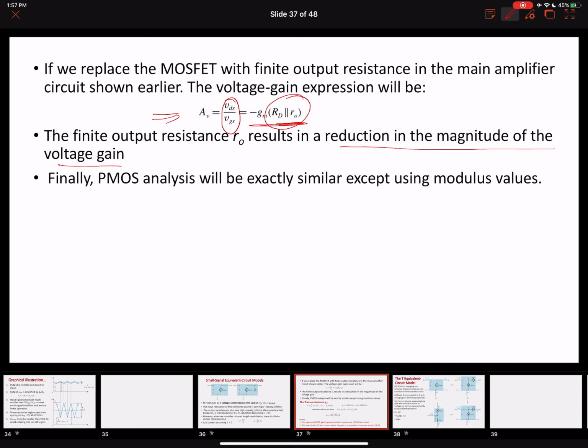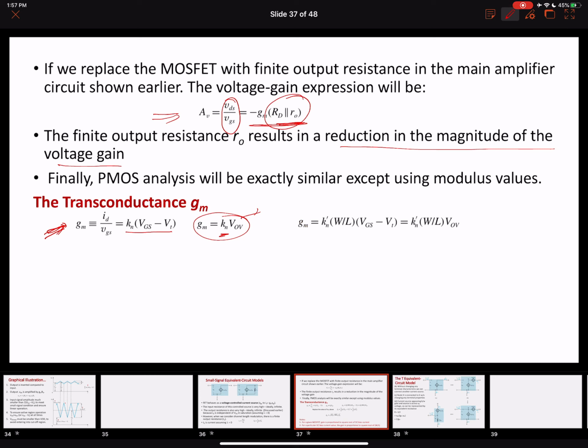So let's quickly look at the transconductance parameter again, this GM parameter. We know that GM is equal to ID over VDS. We just discussed that today, right? So GM is equal to Kn times VOV over here. You can also further expand this equation as Kn dash W over L times VOV, or Kn dash W over L times VGS minus VT. It is just an expansion of these terms, writing the same expression in different ways.